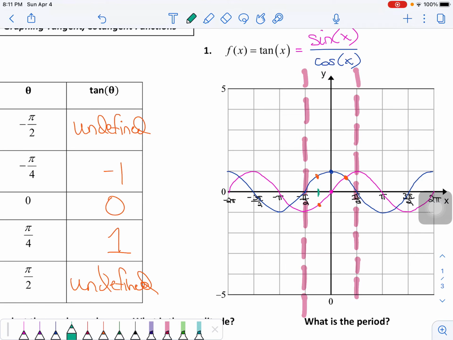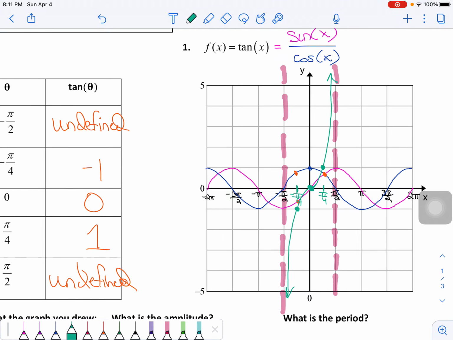Okay, so at negative pi over 4, which would be right here, I have a tangent value of negative 1. At 0, I have a tangent value of 0. And at positive pi over 4, I have a tangent value of 1. Okay, so what's going to happen here is tangent's going to increase from 0 to the right, and from 0 to the left, it is going to decrease. So that's what a single tangent curve looks like.